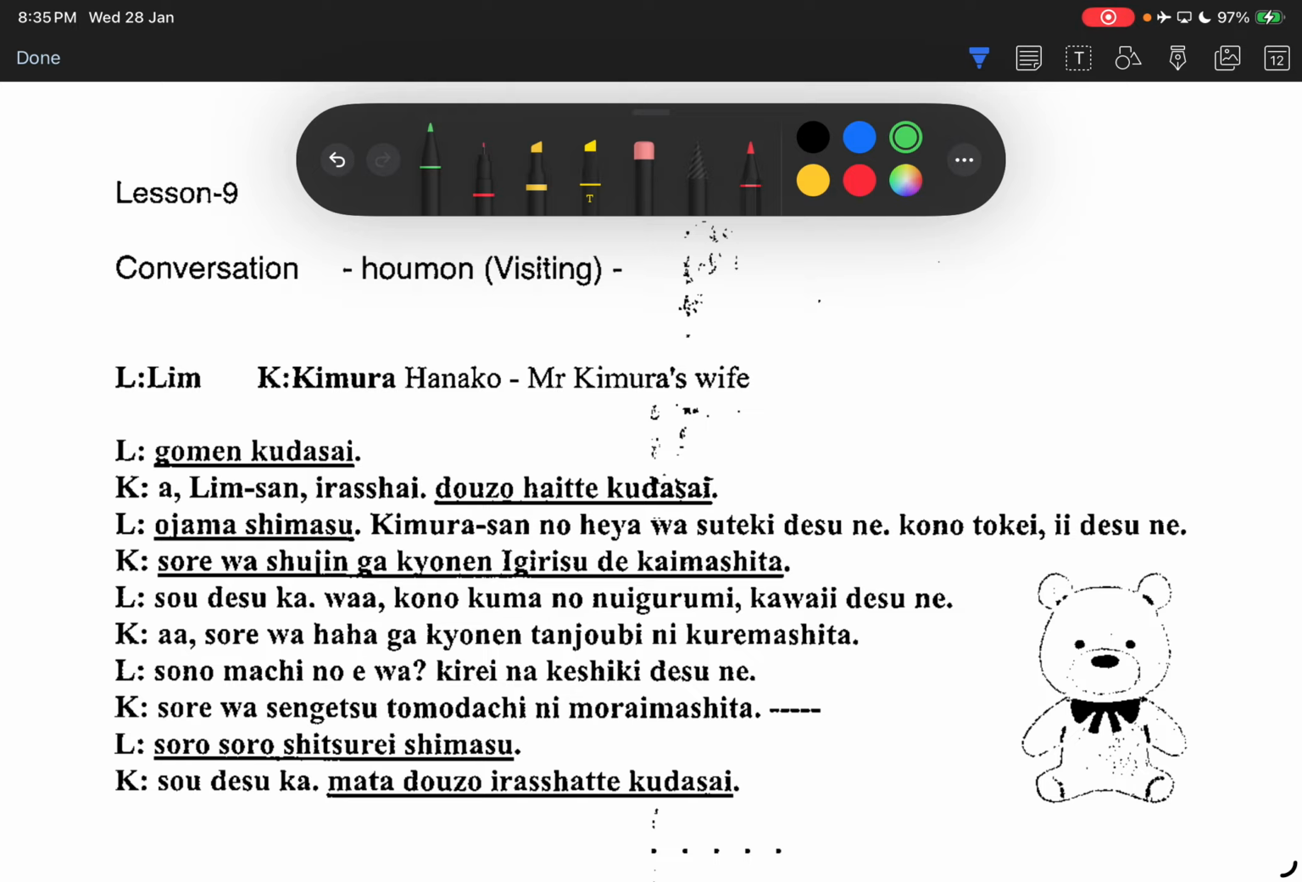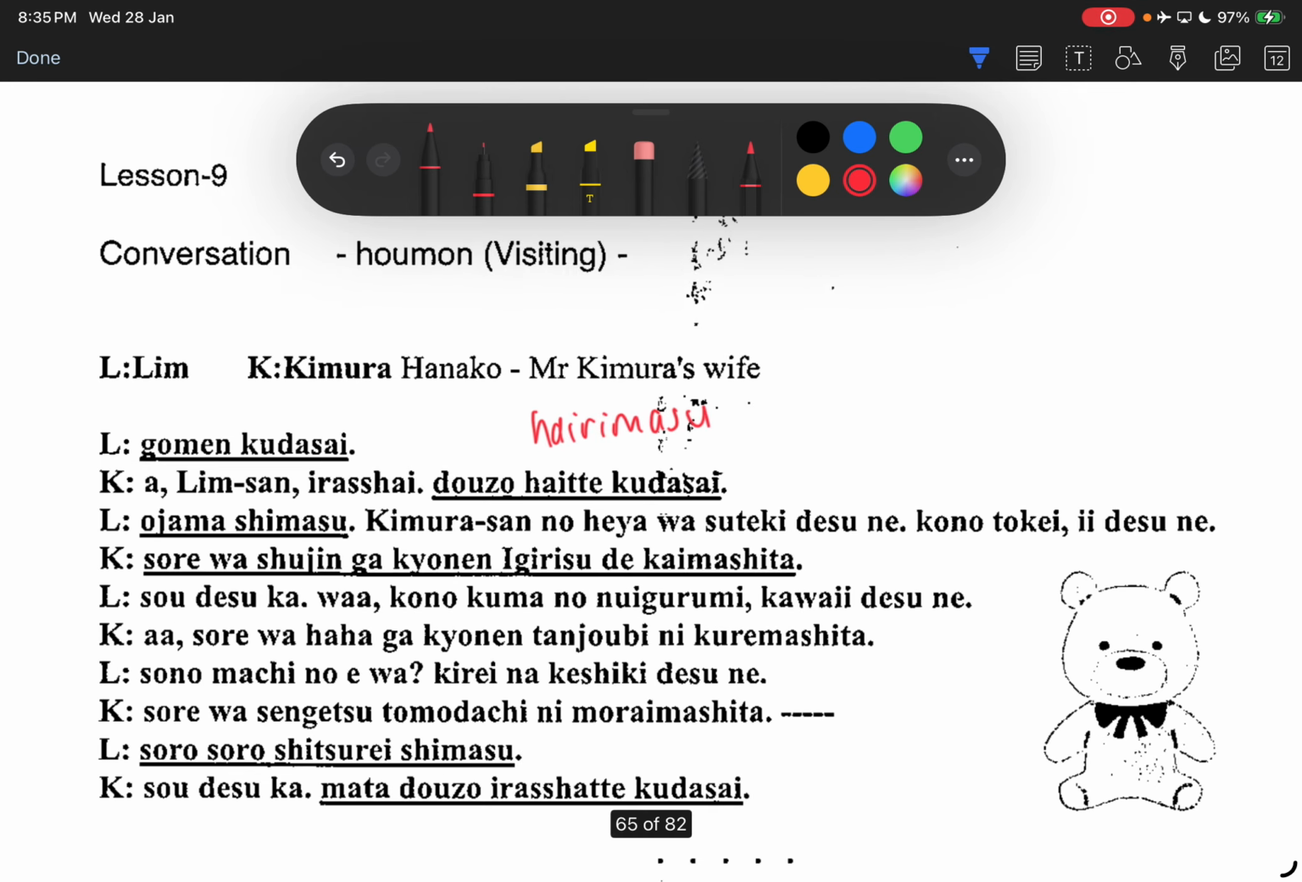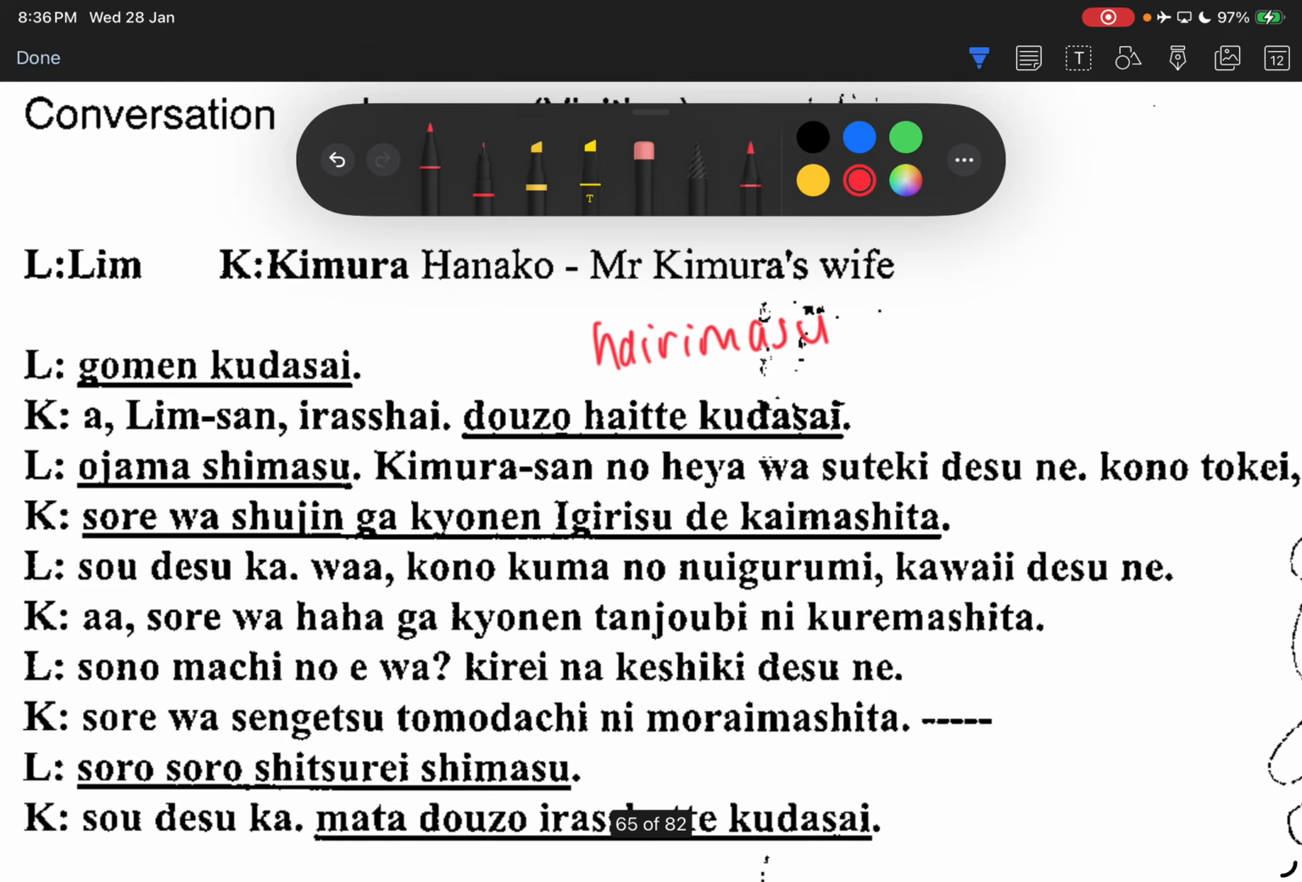Haite comes from the word hairimasu. We learned about hairimasu before. Hairimasu means to enter. So the te form for hairimasu is haite. We will learn this in E2, not now. But as a whole, just think of haite kudasai as enter please. So dozo means please. So please enter please. Double polite.